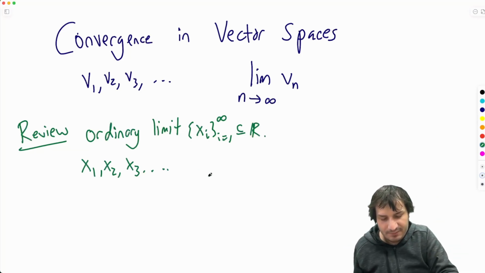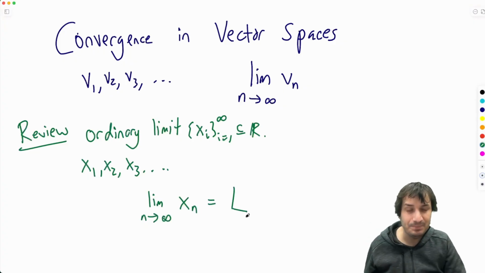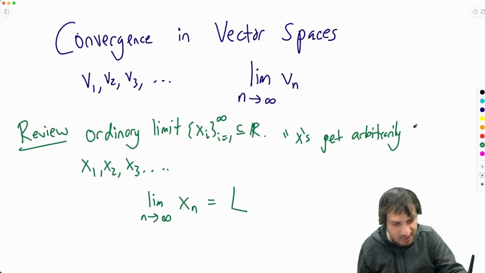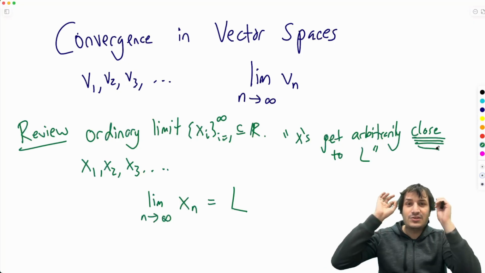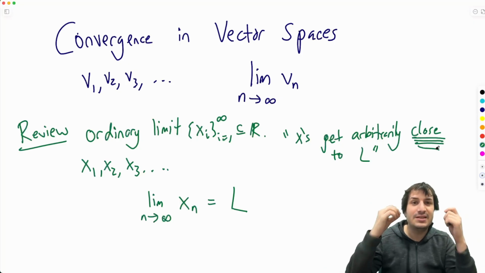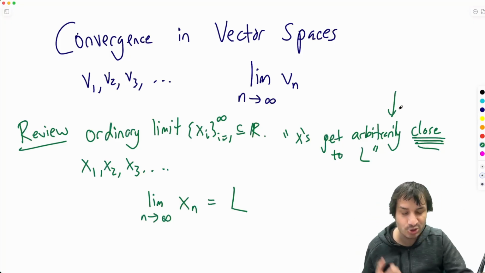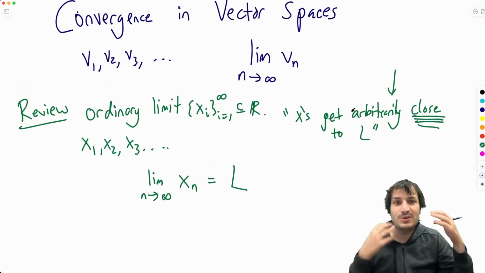What does it mean for the limit as n goes to infinity of the xn's to be some limit? Let's call the limit L, for limit. Roughly speaking, it means the x's get arbitrarily close to L. This is the key idea that we're going to take into vector spaces: the limit is L means the sequence is getting closer and closer to L. How close does it get? It gets arbitrarily close.